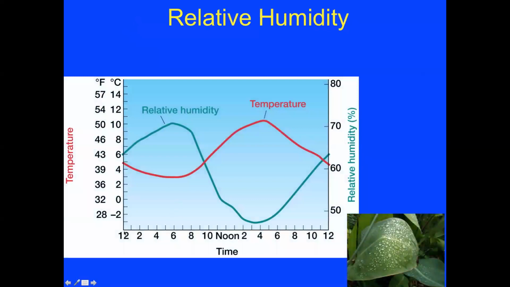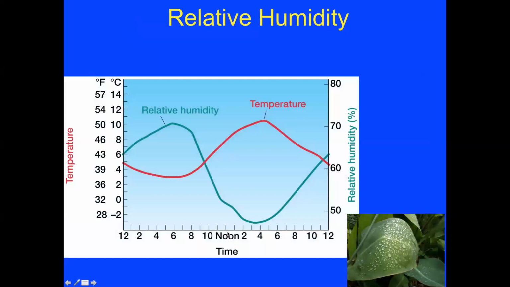Let's look at a graph of a 24-hour period of time. So we have time down here on the x-axis, starting with midnight, going to midday, and then ending with midnight. We also have temperature on the left vertical axis, and we have relative humidity on the right vertical axis. So let's first focus on temperature and the red line, which represents the changes that occur with temperature throughout the day. So at midnight, we actually haven't reached our coldest temperatures. The temperature continues to drop until just before the sunrise. And after sunrise, the temperature warms.